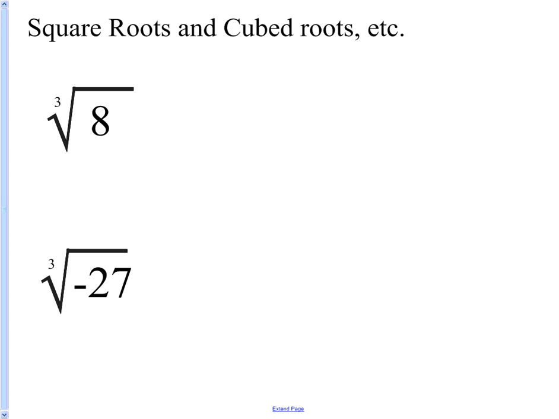All right, and I told you that if you were going to write square root of 9, for instance, you'd do 9 to the 1/2. What about the cube root? What do you think? Cube root of 8.